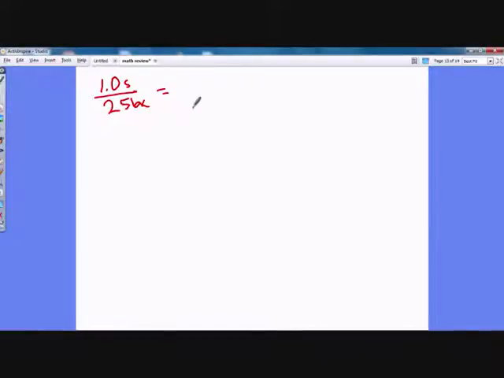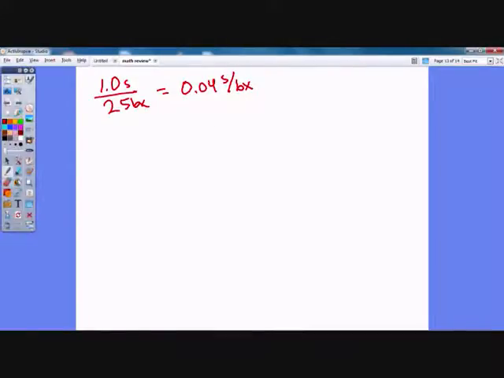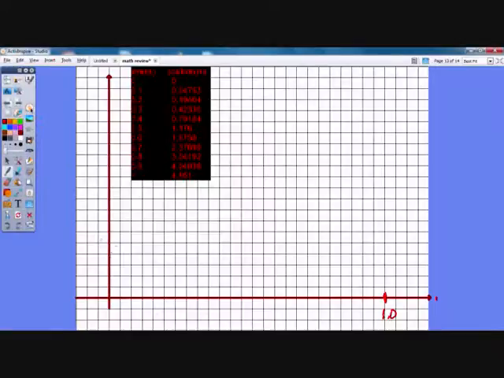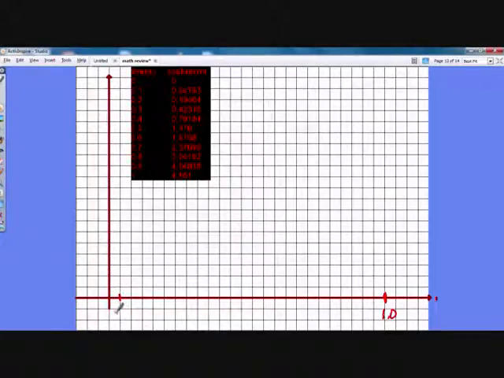So this tells me that each individual box is 0.04 seconds. Going back to my graph, this is my scale. This is the constant ratio that represents my scale. Each one box on my scale represents 0.04 seconds. And this is temporary, you should make graphs in pencil so that you can make adjustments when necessary.